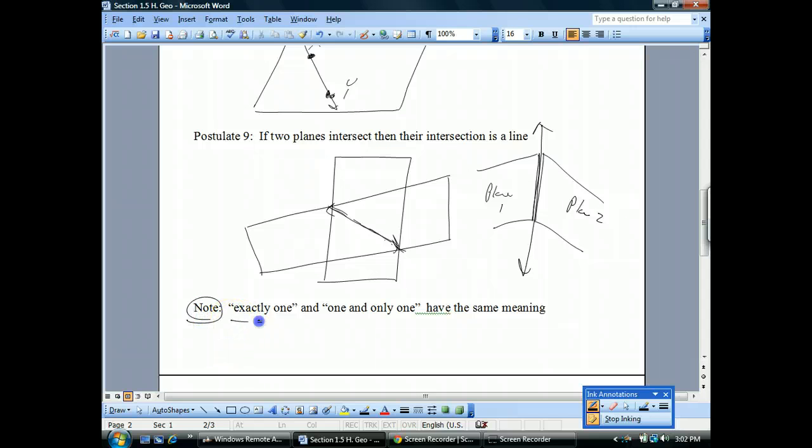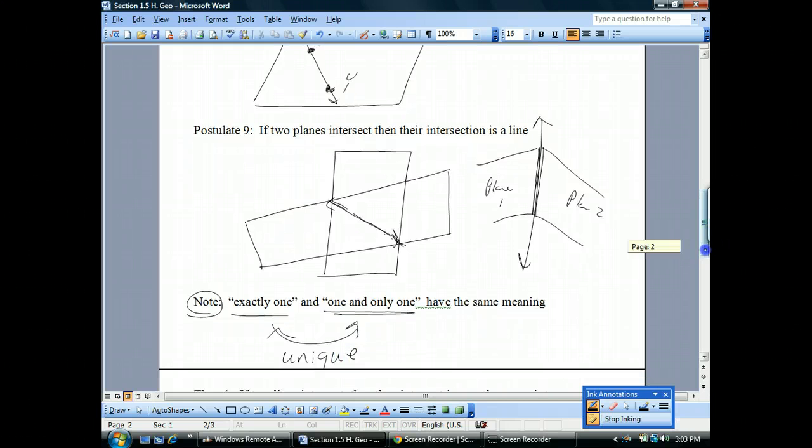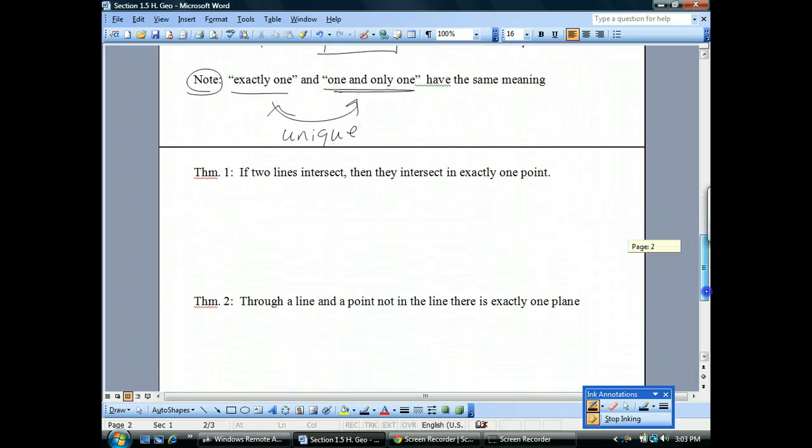Note, exactly one and one and only one have the same meaning, so they're interchangeable. So when we say exactly one, it means one and only one, and in other words, it means they're unique. They're the only ones that exist.